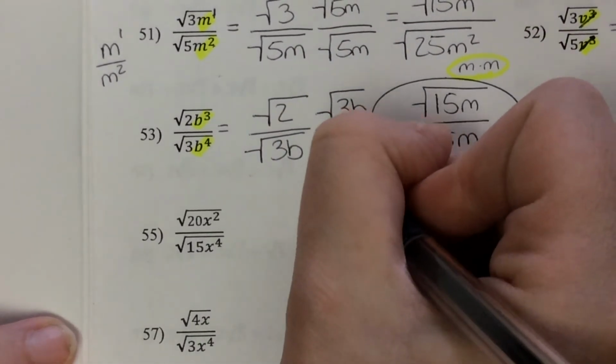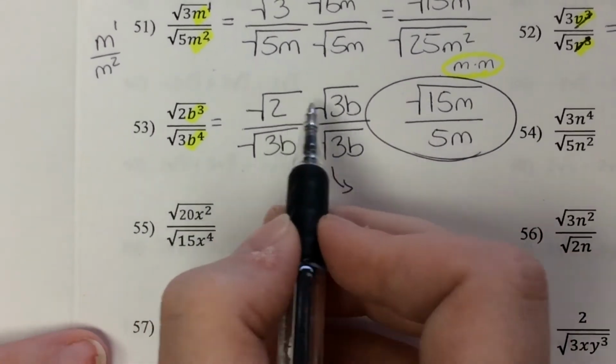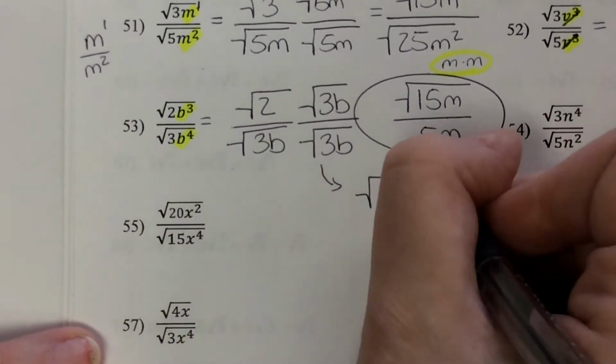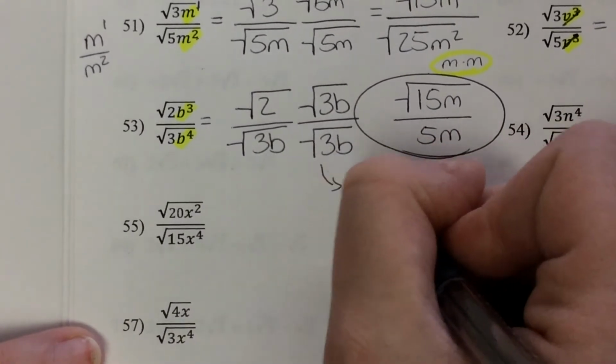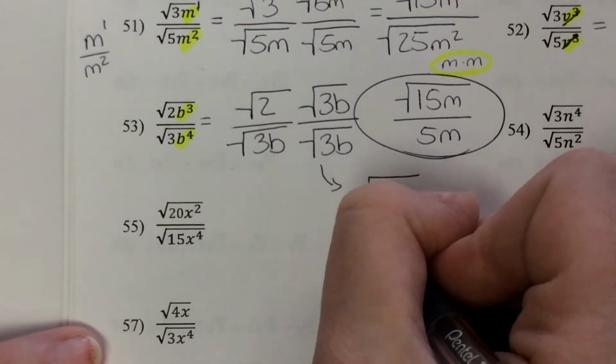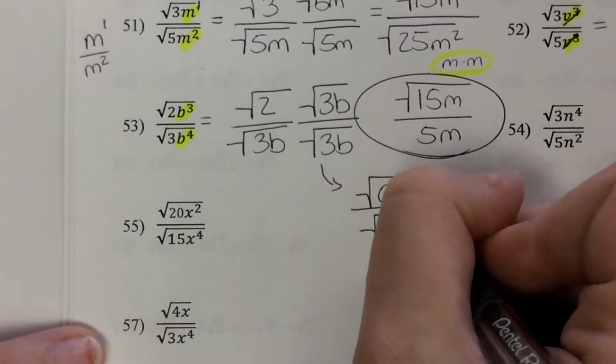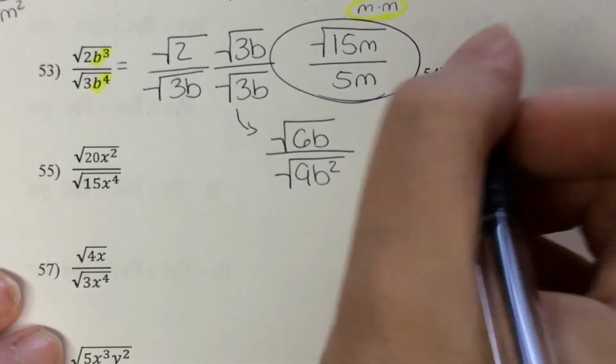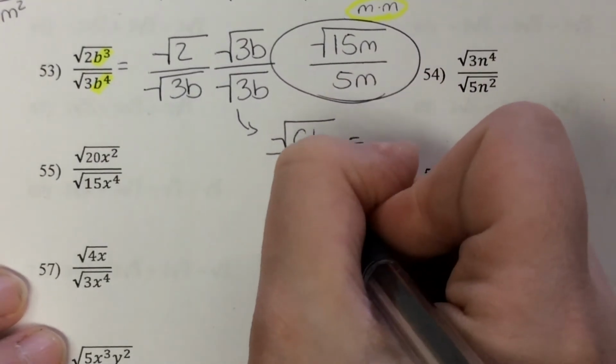Okay? So then this becomes 2 times 3b is 6b. And in the bottom, 3 times 3 is 9, b times b is b squared. So we have 9b squared. All right. And just like before, b squared is b times b.